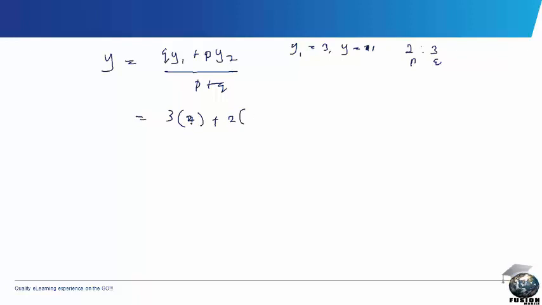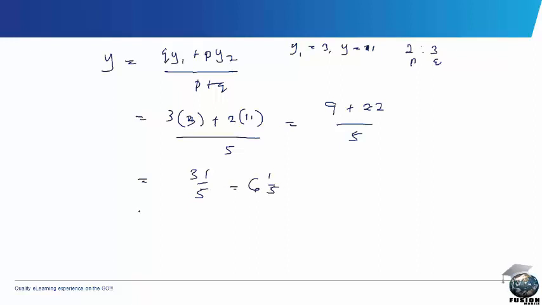y1 equal to 3, rather, okay, y2 equal to 11, and then p plus q equal to 5, and so we have 9 plus 22 all over 5, and this gives us 31 over 5, and further division gives 6 and 1 over 5. And so this is the coordinate of the point P, x and y, alright, that divides the line segment of the two points A and B in the ratio 2:3.